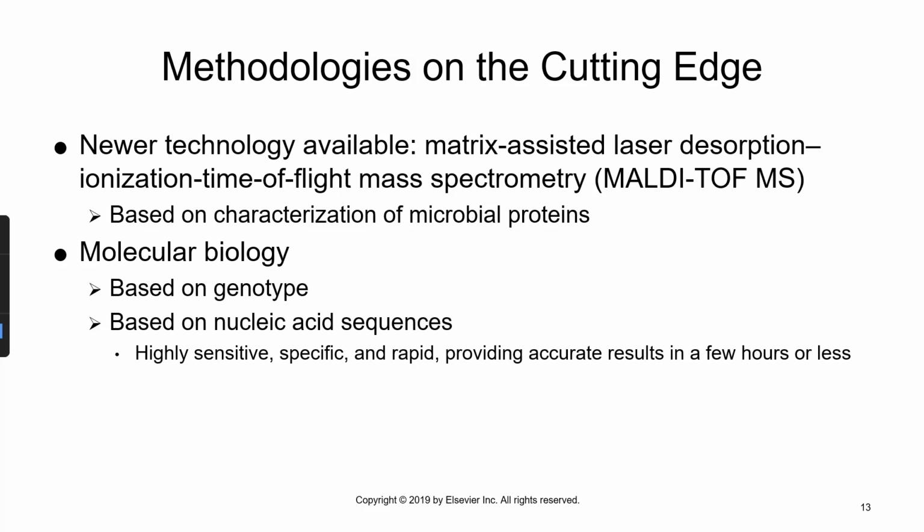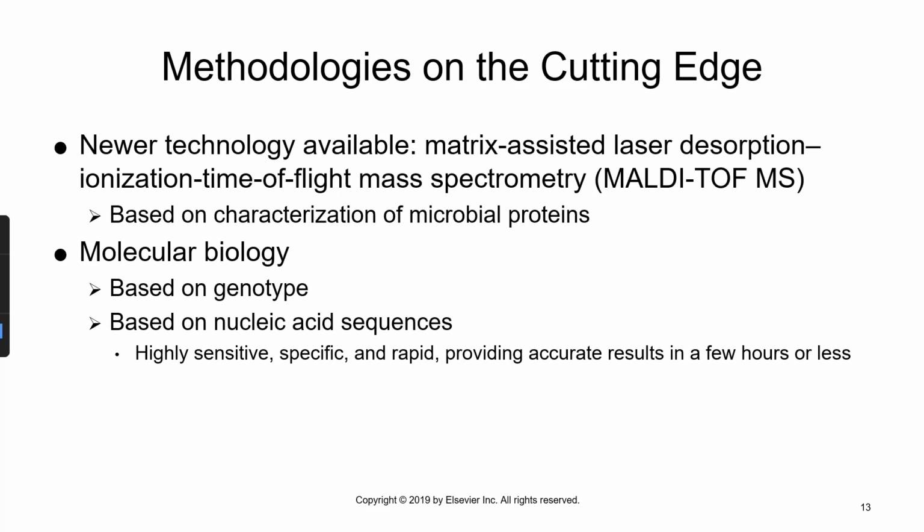When that graph is produced, it's compared to a database of many different graphs of known species, and then we can determine the species or identity of the microorganism based on the graph, or the arrangement of proteins that was detected by the MALDI-TOF.